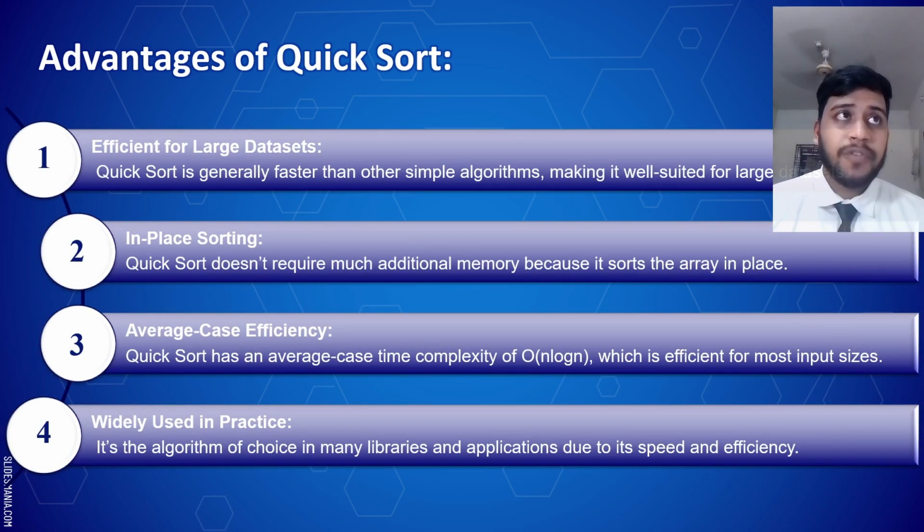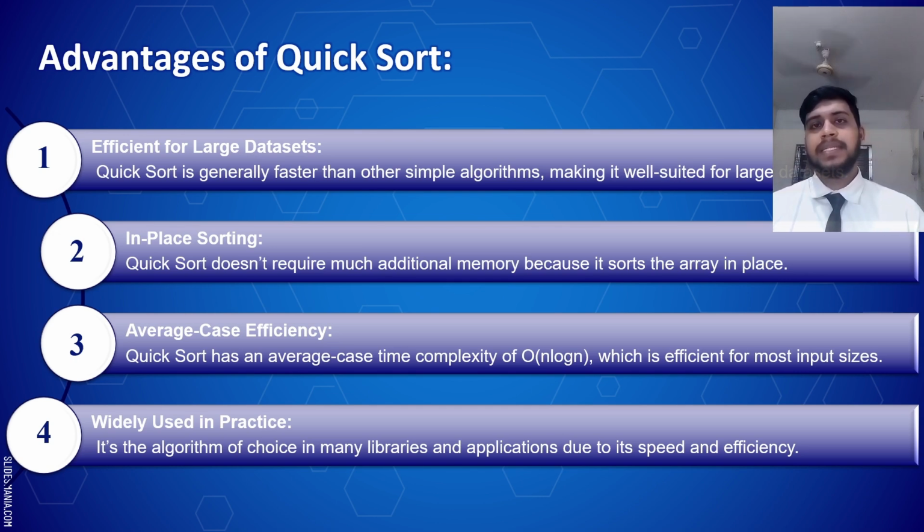The advantages of quicksort. Quicksort is generally faster than other simple algorithms, making it well suited for large datasets. Quicksort doesn't require much additional memory because it sorts the array in place. Quicksort has an average time complexity of O of n log n, which is efficient for most input sizes. And quicksort is widely used in various sectors.